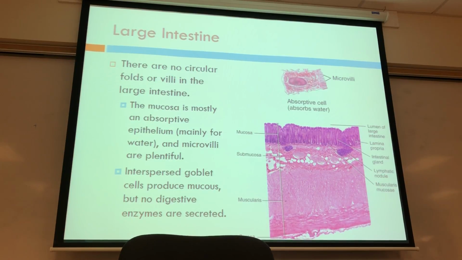Other cells that are also present, you can see some of our goblet cells. Goblet cells that are embedded within the mucosal layer produce mucus. And that's to create that thick mucus layer that's present right up at the very top.